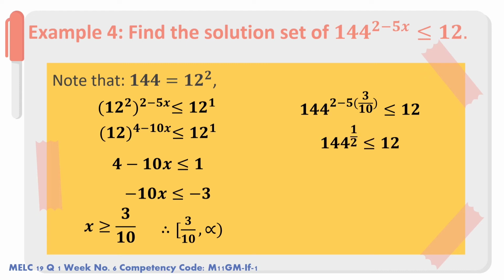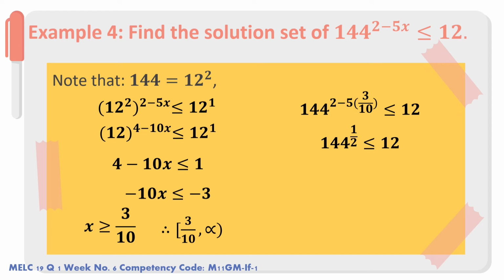Okay. Simplifying the exponent, 5 times 3 over 10 is equal to 3 halves. Then 2 minus 3 halves is equal to 1 half. And we know that 144 raised to 1 half is equal to 12. Therefore, we can say that 3 over 10 is included in the solution set.